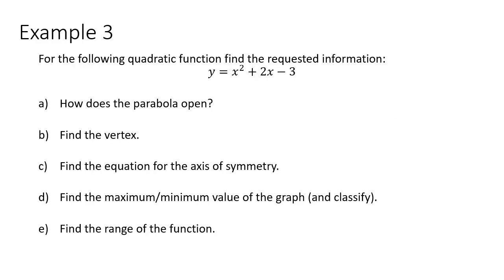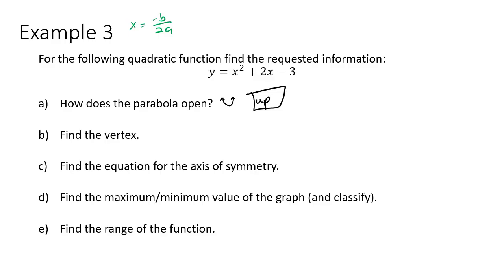So now let's take a look at an example with the form that's a little bit trickier to work with. And again, it's mainly just part B that's different, the vertex. Everything else is going to be more or less the same. So starting with part A, we're asked how does the parabola open? This time around, the A, the thing that determines how it opens, is the coefficient of the x squared. In this case, the x squared term is just 1 times x squared, positive. So this would be a parabola that's going to open upwards.